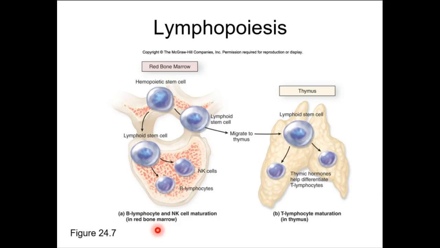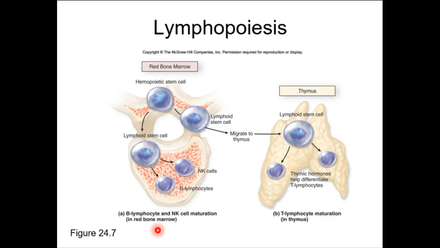Lymphopoiesis is a similar concept to hemopoiesis in the sense that we're talking about how blood cells are formed. In this case, we're talking specifically about white blood cells. Just like red blood cells, white blood cells are created exclusively in the bone marrow. So they come from hemopoietic stem cells. The stem cells are only in red bone marrow, and those differentiate into our lymphatic cells that we're talking about today.